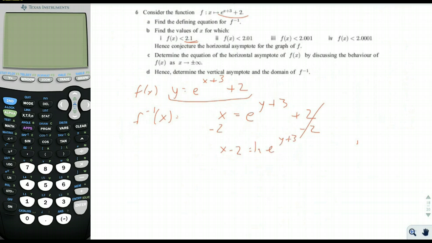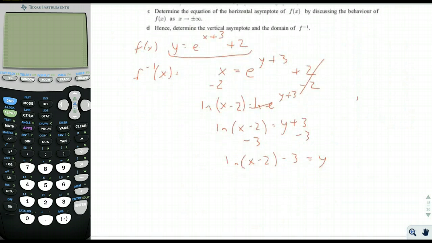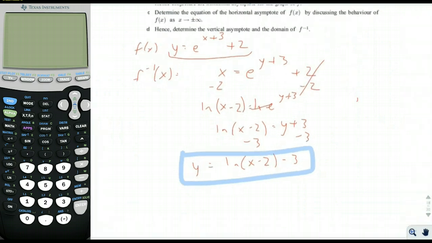Then we're going to take the natural log of both sides. Natural log of x minus 2 is equal to y plus 3, because natural log of e to the something is just something. Subtract 3 from both sides, and we get natural log of x minus 2 minus 3 is equal to y. And then we just write y on this side. And this is our inverse function already. Okay? Now we go to the next part.